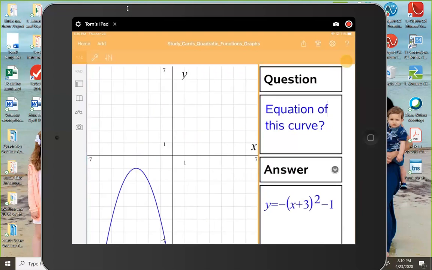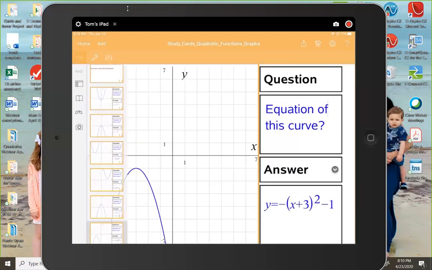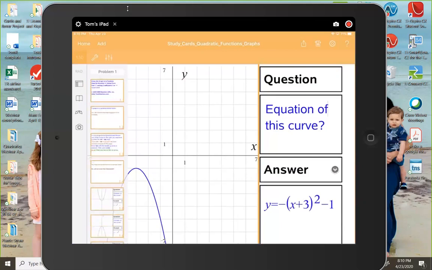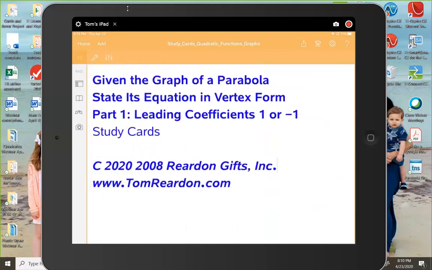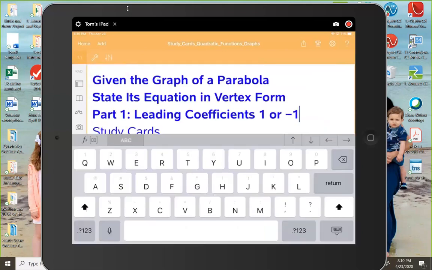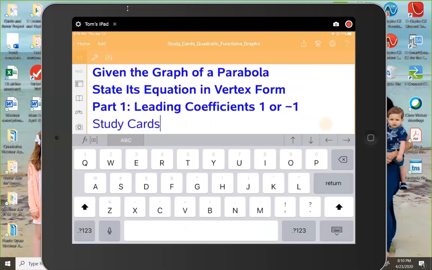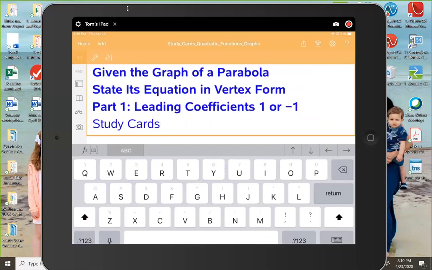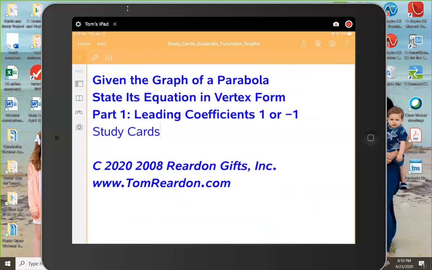And as I said at the beginning, if I want to just look at the slides and go back to the slides, I'm looking at this with the coefficients being 1 or negative 1. I do have another stack where the coefficient could be 2 or negative 2 or a half or negative a half or 1 or negative 1. But I thought I would just show these. So any questions about that?